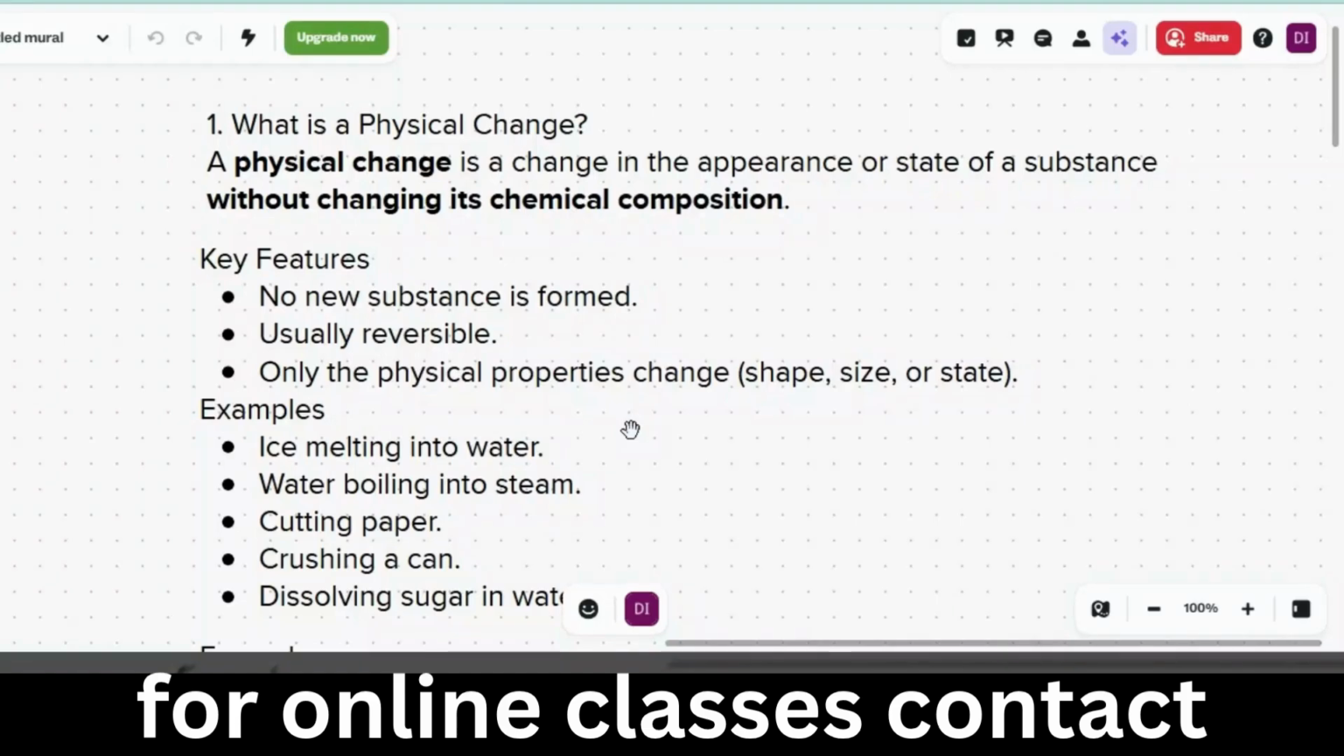Today we are going to talk about physical change. So first of all, what is physical change? Physical change is a change that appears in the state of a substance without changing its chemical composition. In physical change, there is no chemical composition change. Okay, the key feature is that no new substance is formed.